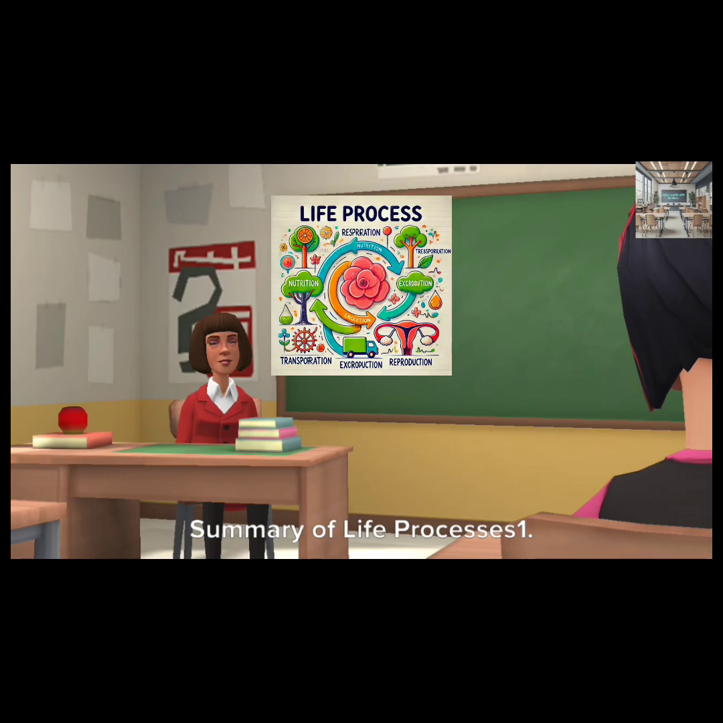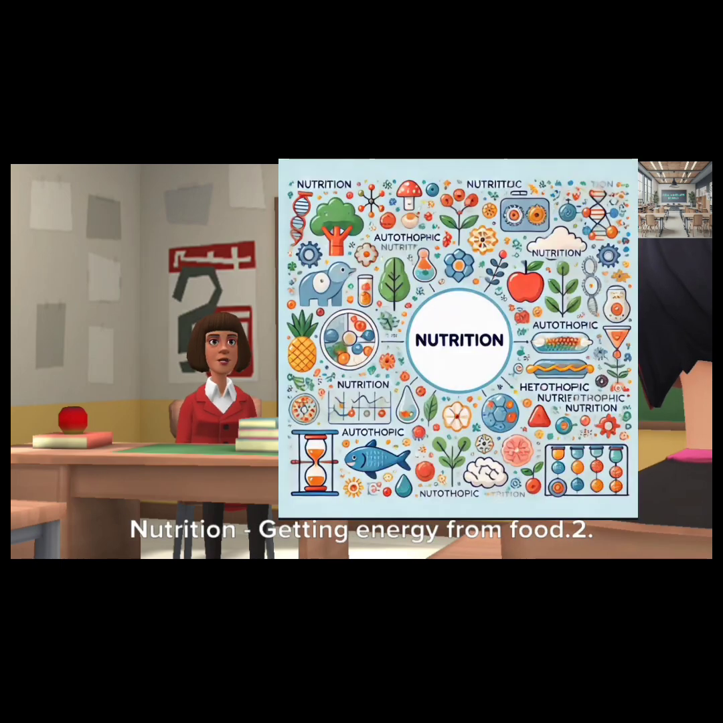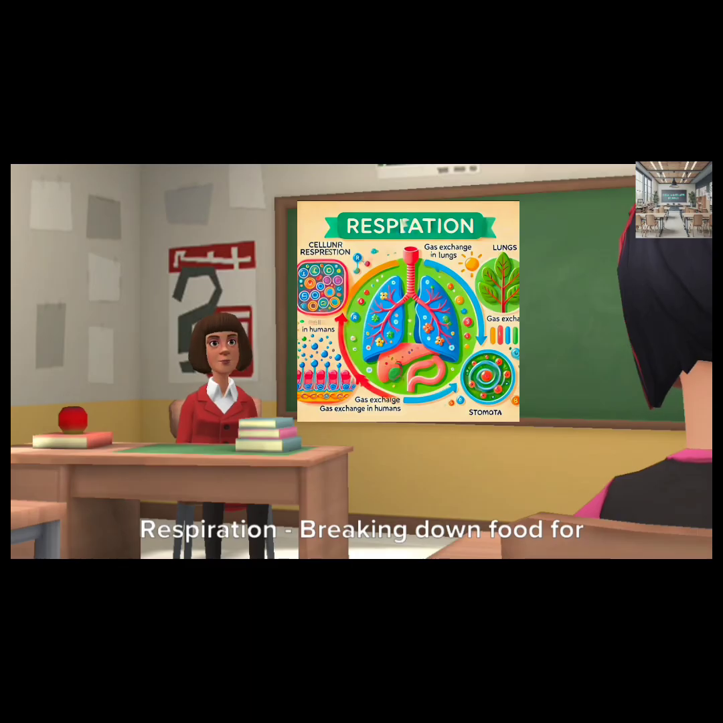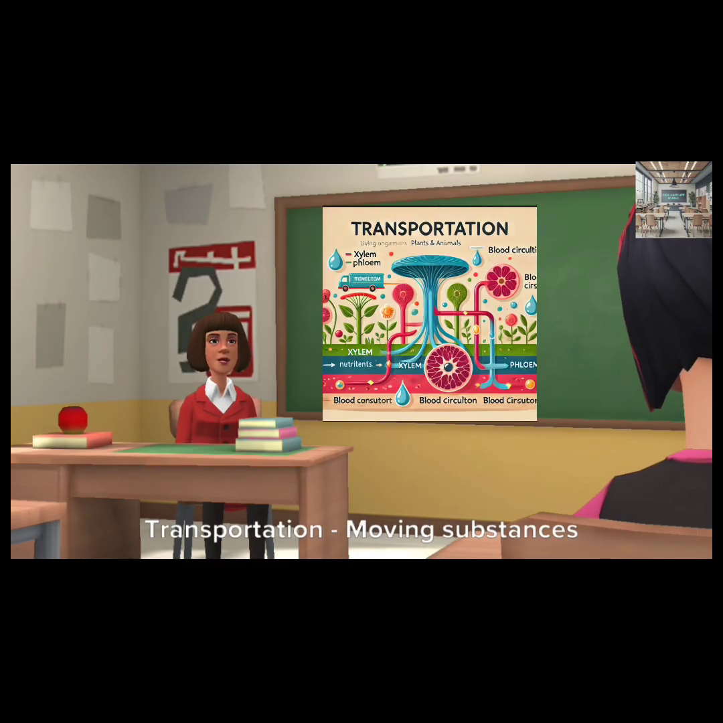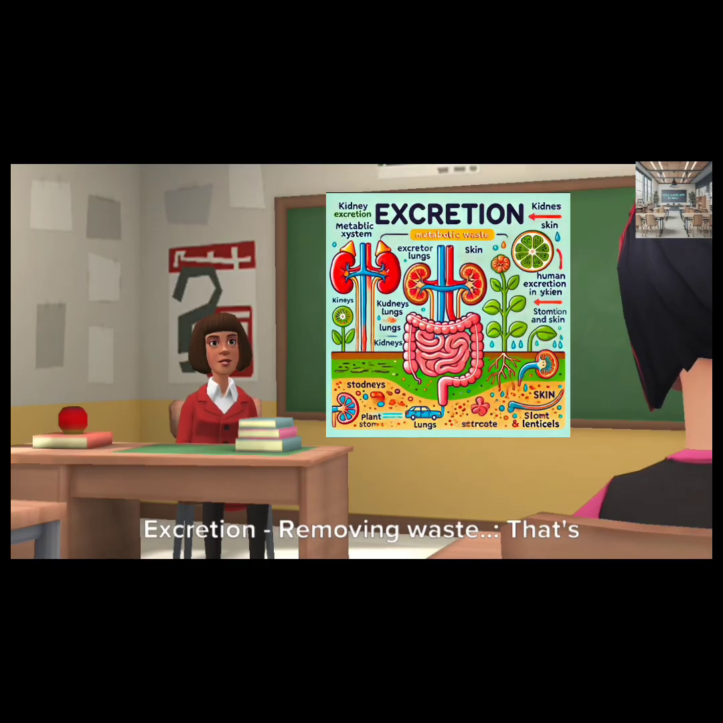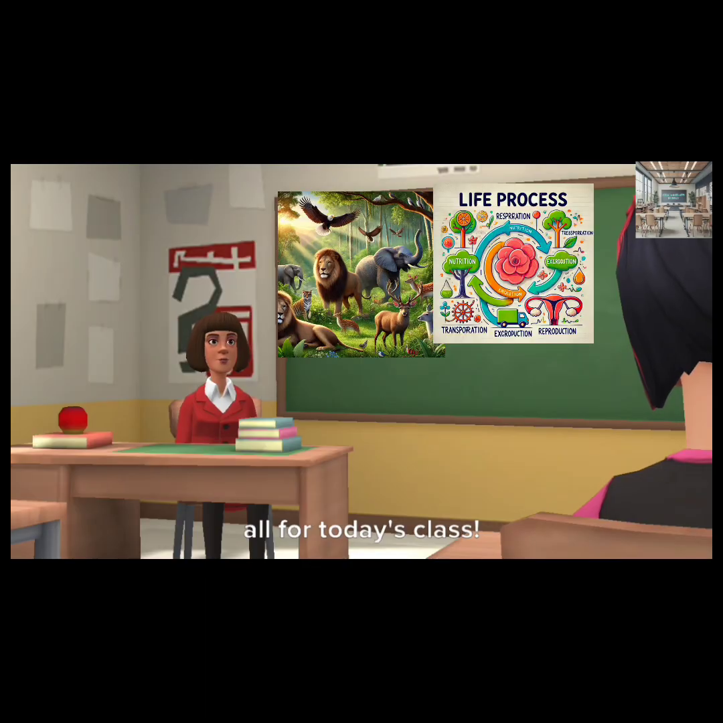Summary of life processes. 1. Nutrition, getting energy from food. 2. Respiration, breaking down food for energy. 3. Transportation, moving substances in the body. 4. Excretion, removing waste. That's all for today's class.